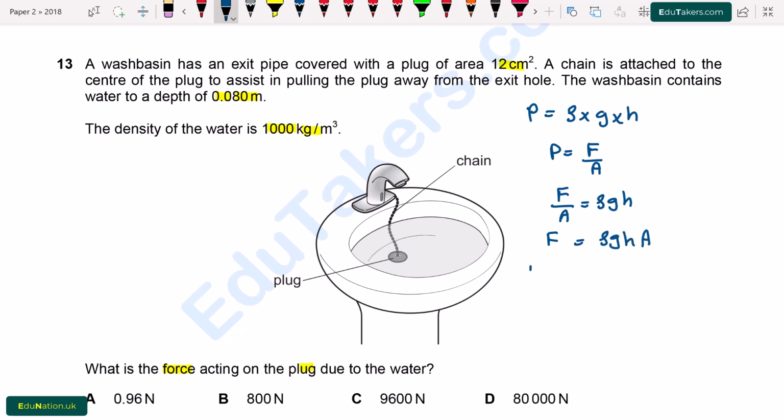now I am going to put values here. Density is given 1000 multiplied by the value of g, which is 10 meter per second square, and height is given 0.080. Multiply area. Area here is 12 centimeter square and we have to convert this area into meter square. So here it will be 12 multiplied by 10 to the power minus 4. The unit of force is Newton. So force will be equal to 0.96 Newton. Now we see the option. Option A is 0.96 Newton. So this is correct.